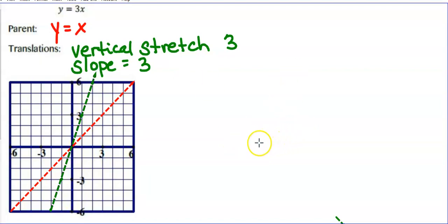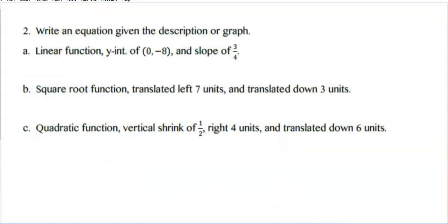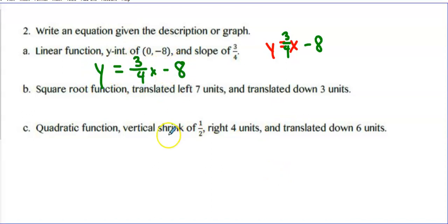All right, look at page 9 with me. Page 9 gives you a description instead of the graph. It says write an equation given the description or the graph. This is a linear function, so I know that it's going to be y equals mx plus b. My parent function is y equals x. My transformed function is going to have a y-intercept of -8, so that goes over here. It's also going to have a slope of 3/4, so your new equation would be y equals 3/4 x minus 8.